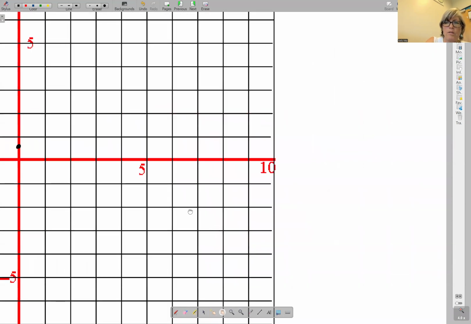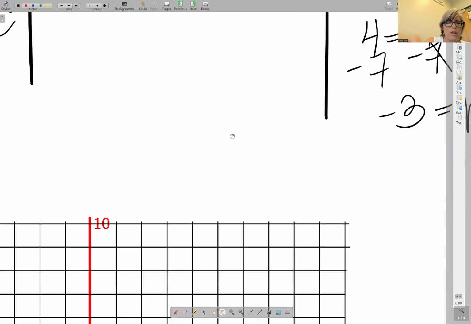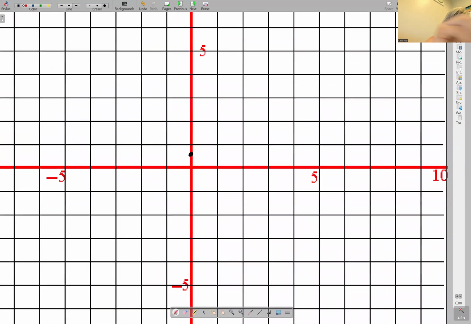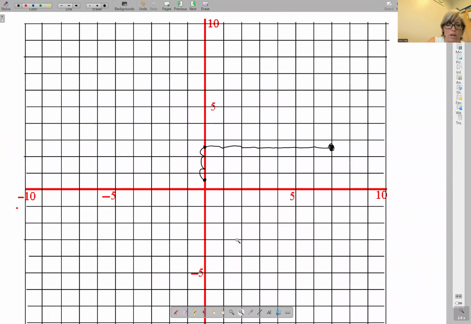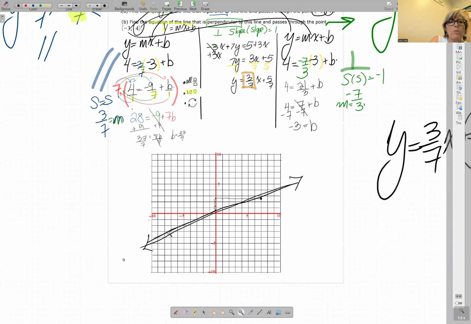And is that the original equation? There it is, 3/7. So we kind of bunny hop, 3-ish, 1, 2, 3. This is not exact, over 7. 1, 2, 3, 4, 5, 6, 7. So that is approximately my original given line. That's your original line.